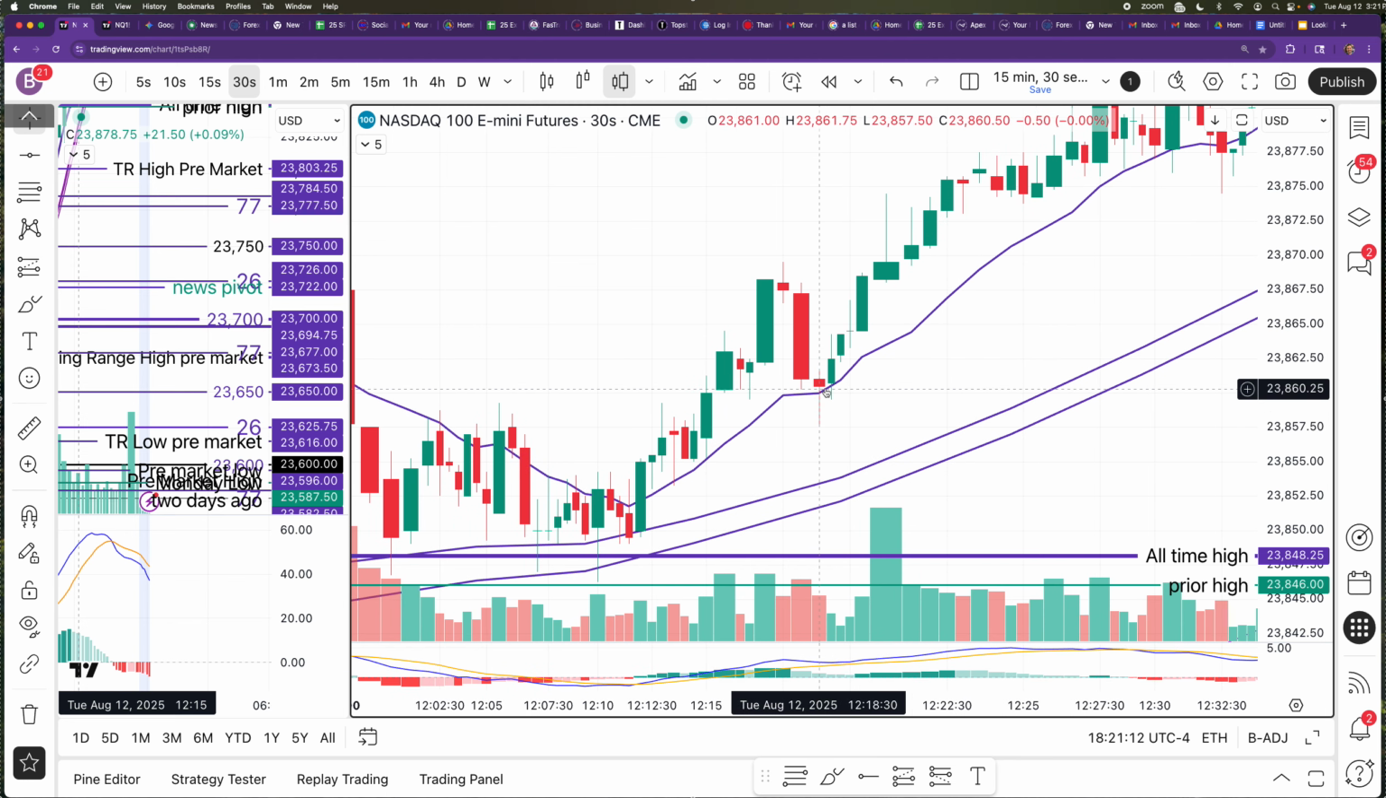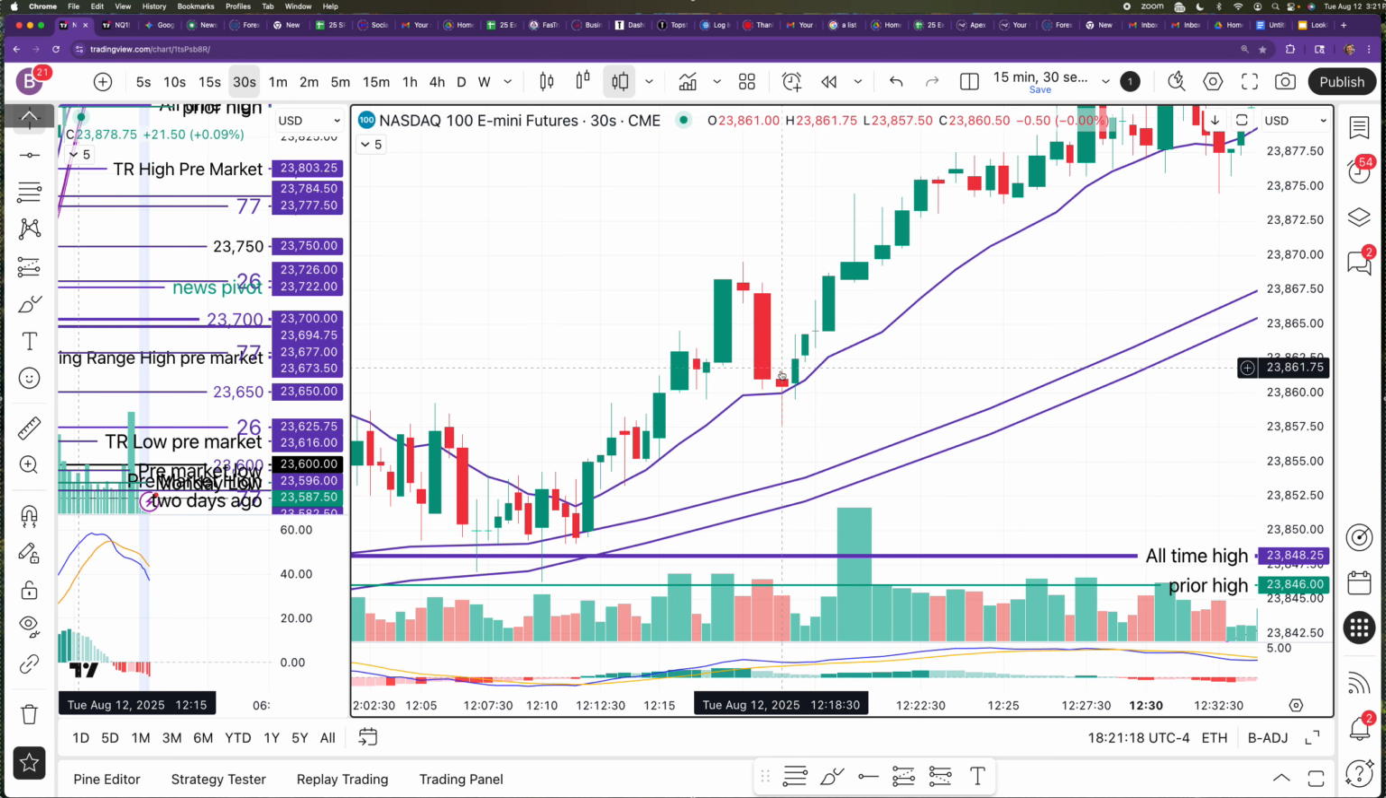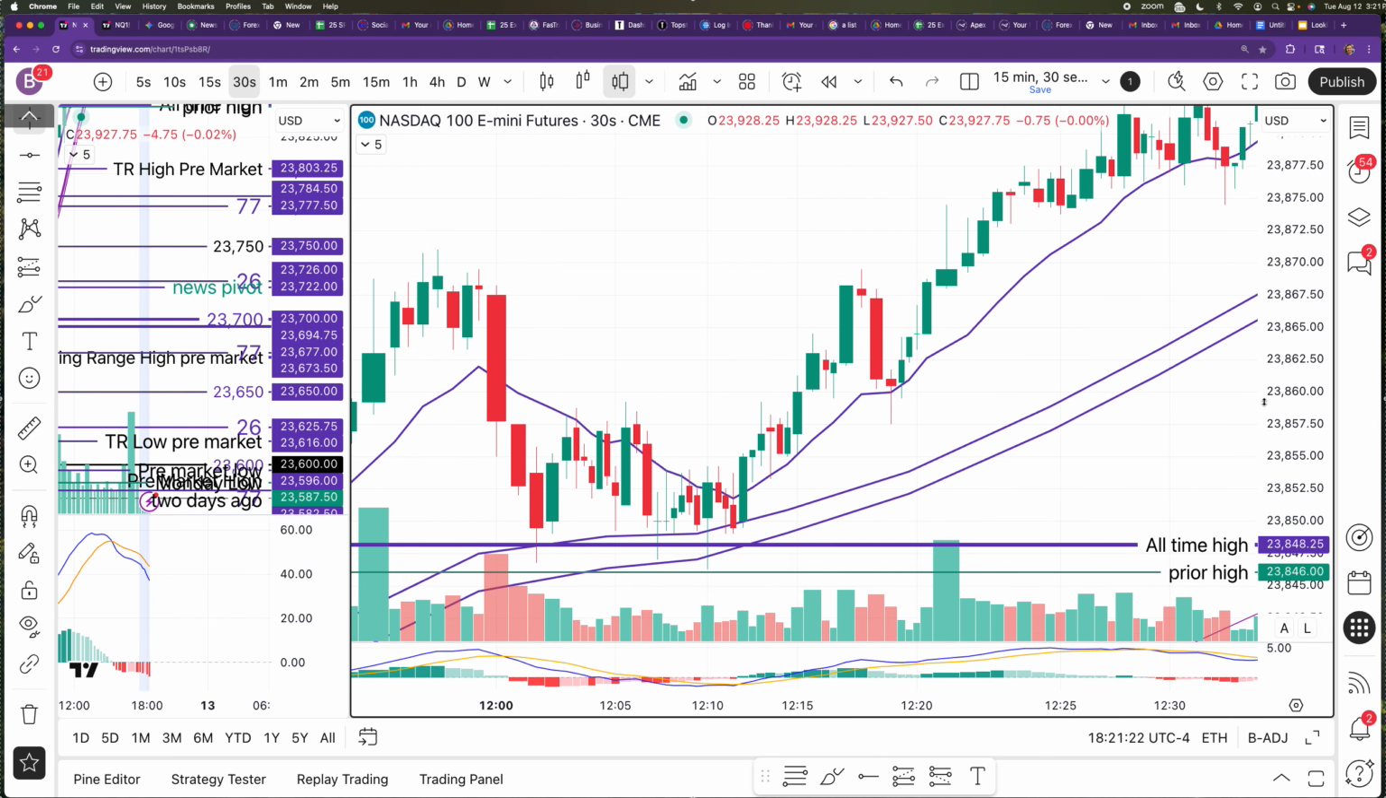And this is a red hammer, so it didn't finish exactly above where it started, but it wasn't too far off. And again, if you're more comfortable waiting for one more green candle right after that, then go ahead by all means and do that. Okay? So that's your setup.